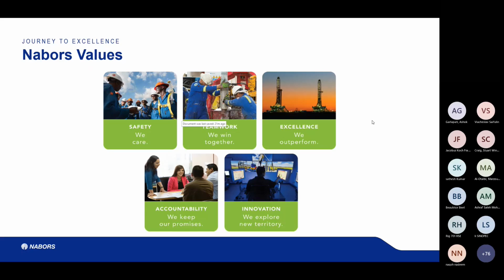So at Nabors, everything starts with our core values. We have five of them: safety, we care; teamwork, we win together; excellence, we outperform; accountability, we keep our promises towards the employees and towards our customers; and of course, innovation. We try to explore new territories at all times and develop and implement smart solutions which will give a benefit and increase the state of well-being for all of us.